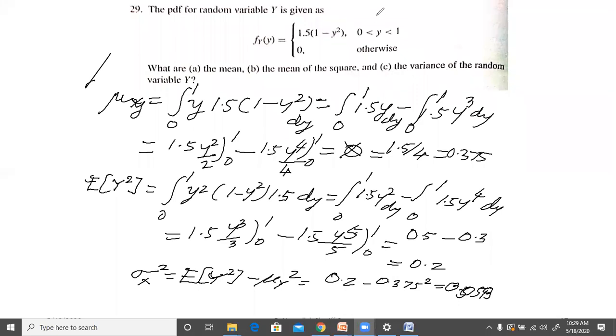So once we find that value, we can go to the next problem. I'll remove the annotation, and once I remove that, I can go to the next slide.